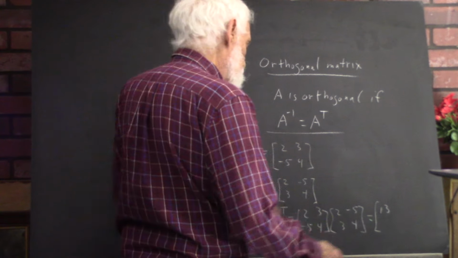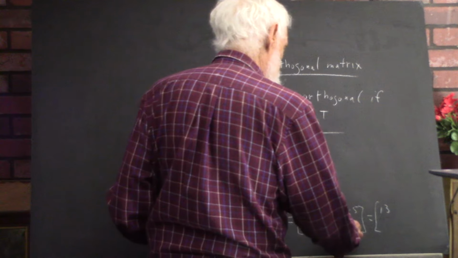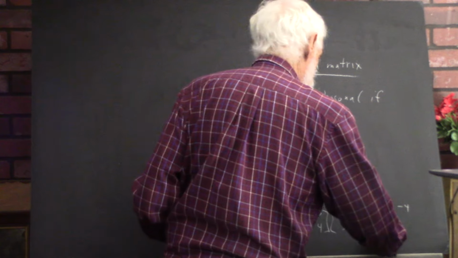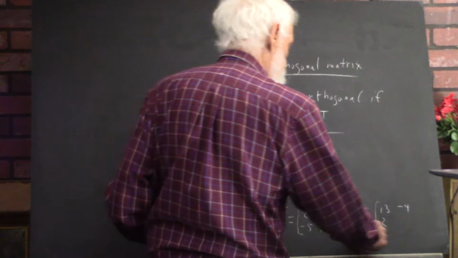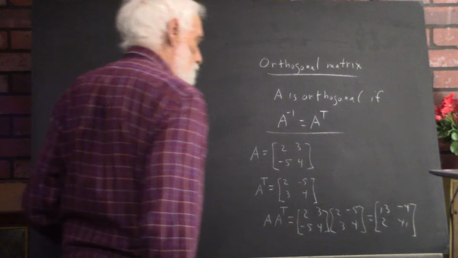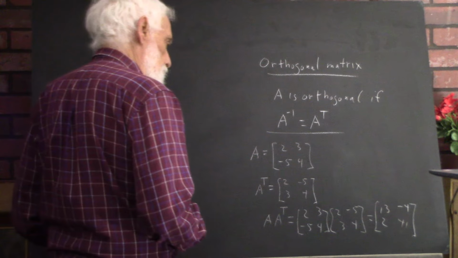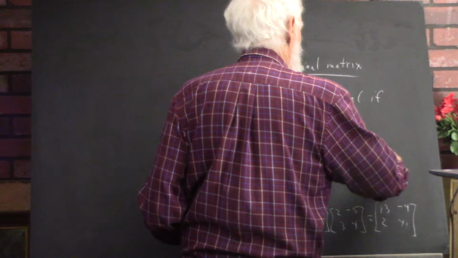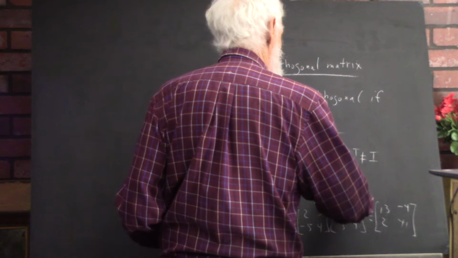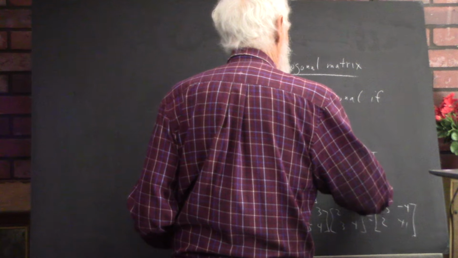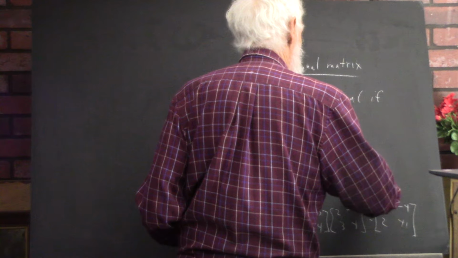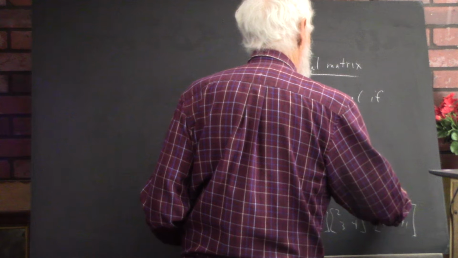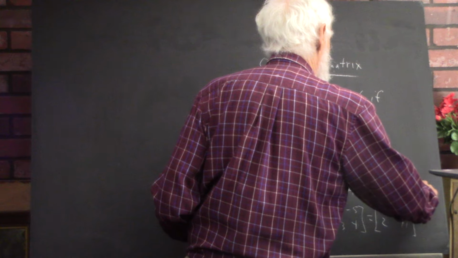Now I could finish this, and I might as well since I've written it down. Let's see, you get negative 10 and 6. Check me again, I'm doing this fast. Negative 10 and 12 is 2. And 25 and 16 is 41. I think that's the product. The important thing is A times A transpose is not the identity, so A transpose is not A inverse, so A is not orthogonal.